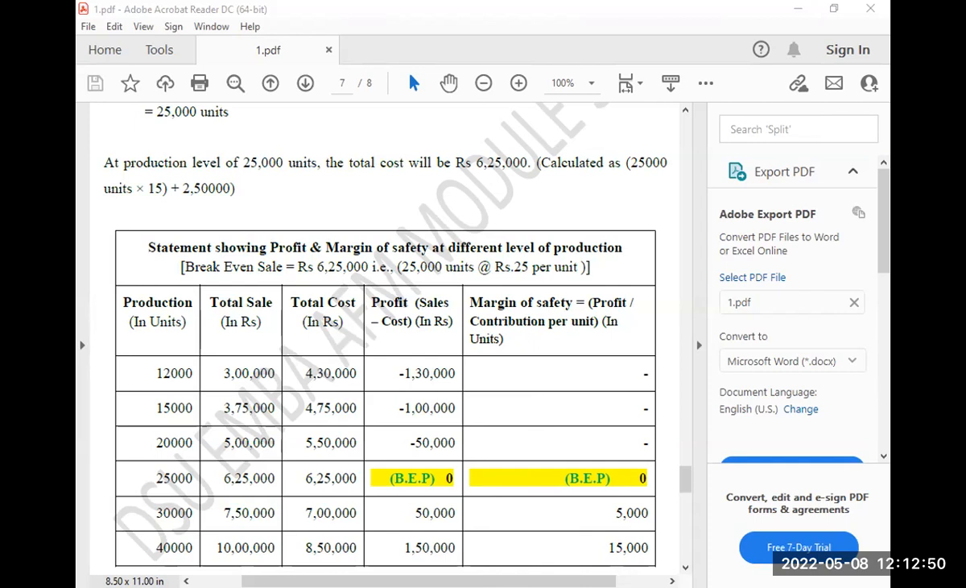Okay. Next, question number 3, point C. Calculate margin of safety sales if profit is 60,000. They want 60,000 rupees profit. Then what is the margin of safety? We already have a formula, no? Margin of safety is equal to profit divided by contribution per unit or PV ratio.